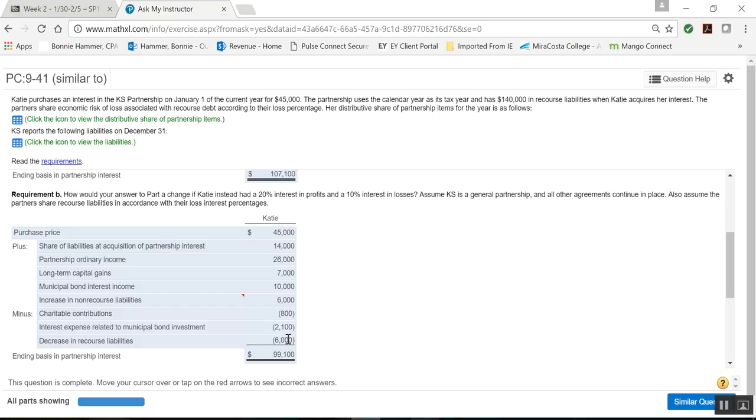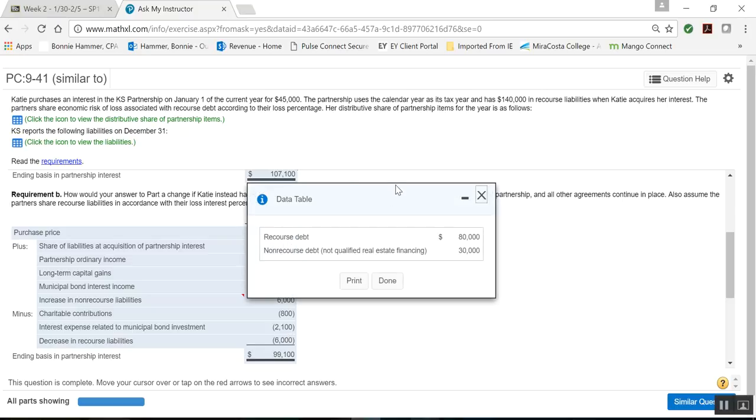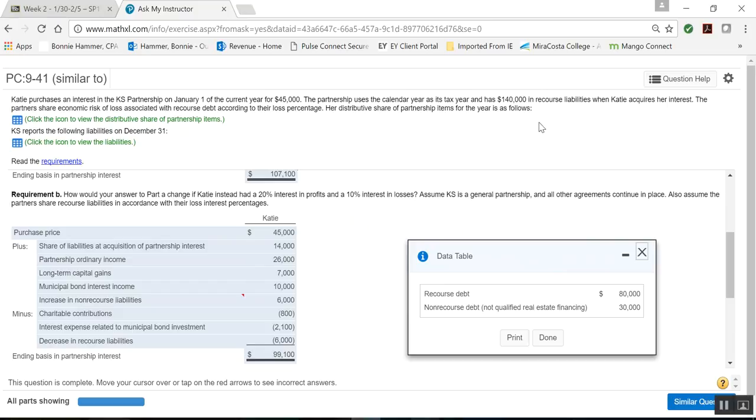And then my last thing is her decrease in the recourse liabilities. Now, how I come up with this is this. We know that she's going to share in the recourse liabilities according to her loss sharing ratio. Let's get the liabilities up here again. We know that the recourse liabilities go down from 140 to 80. So that's a $60,000 decrease. So we have to decrease her basis by her share of that decrease in the recourse debt, according to her loss interest ratio. So if the recourse liabilities went down by 60,000, her share of that decrease is 6,000. So I had to decrease that.